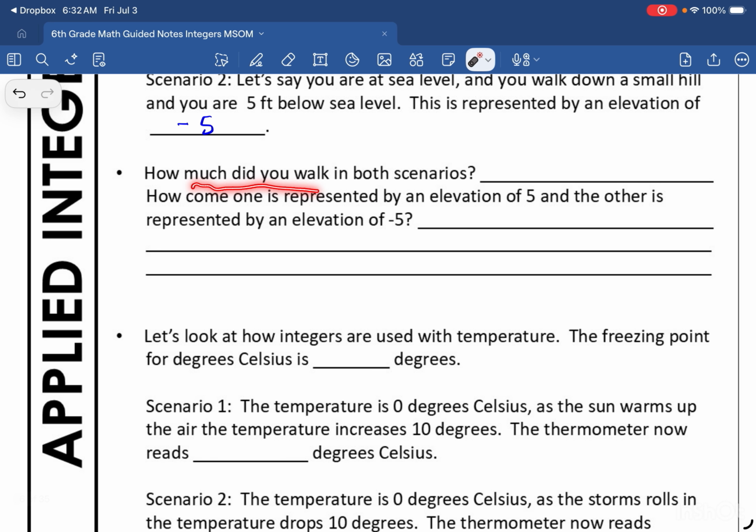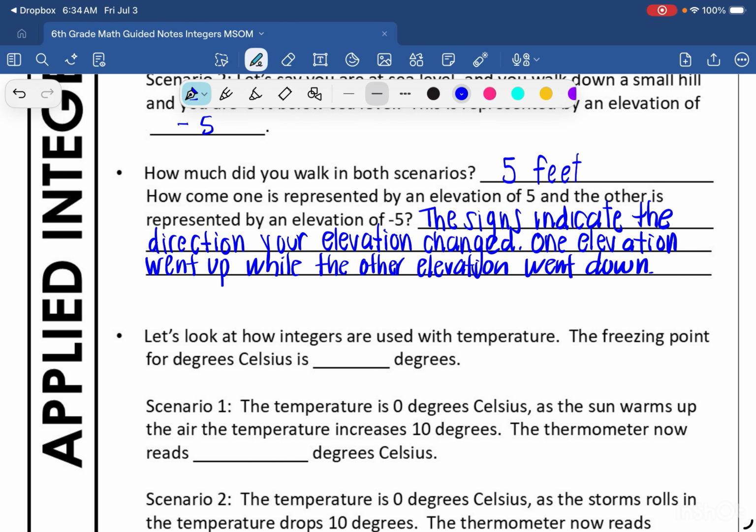How much did you walk in both scenarios? In both scenarios, I walked 5 feet. How come one is represented by an elevation of 5 and the other is represented by an elevation of -5? The signs indicate the direction your elevation changed. One elevation went up while the other elevation went down.